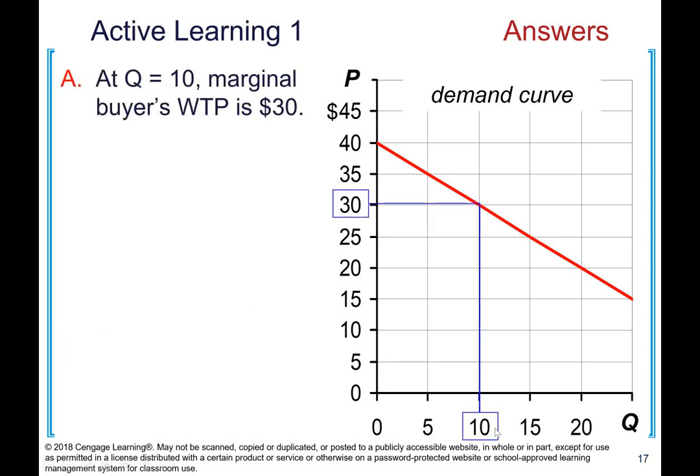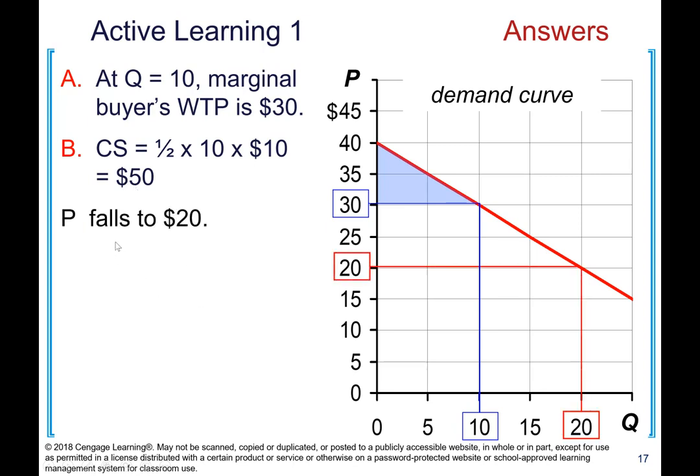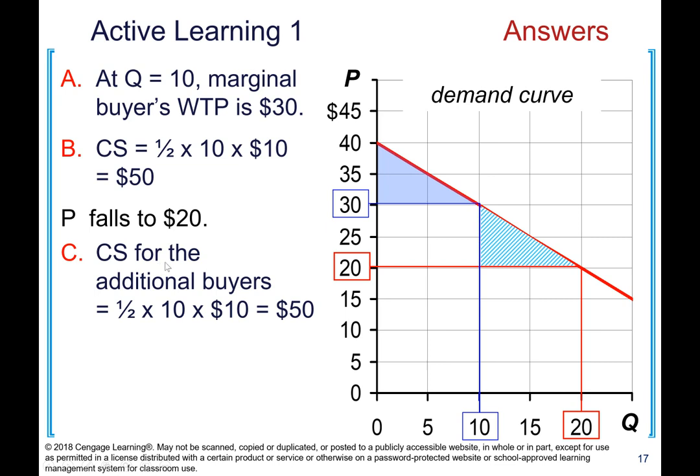Number A, at 10 units of output, the marginal buyer's willingness to pay is 30. And so the consumer surplus is this blue triangle. The area of that triangle is 1/2 times 10 times 10, and that is 50. If the price falls to 20, from 30 to 20, consumer surplus for the additional buyers will be 1/2 times 10 times 10, which is going to be 50.